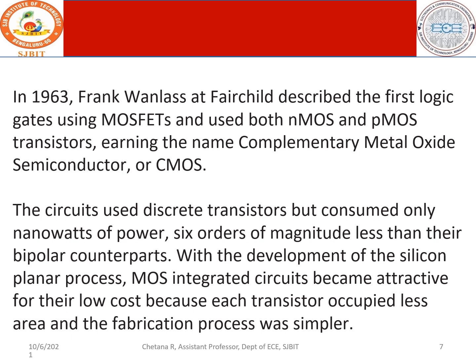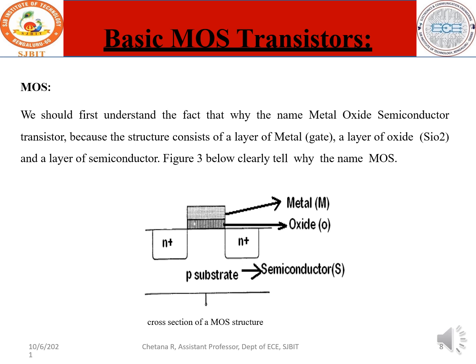So with the development of the silicon planar process, MOS integrated circuits became attractive for their low cost, because each transistor occupied less area and the fabrication process was simpler. Yes, there were many advantages for the growth of MOSFETs compared with BJTs. Fabrication was easy, it occupied less space, lesser area, and as a result power consumption was very less, power dissipation in the form of heat was also very less, and comparatively the size and the cost were lesser. And that is how MOSFETs grew drastically.